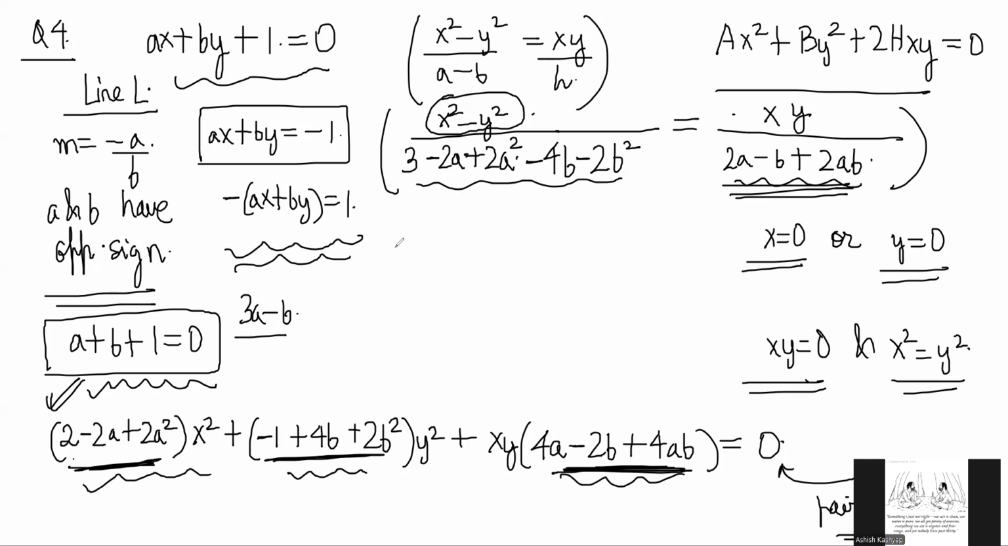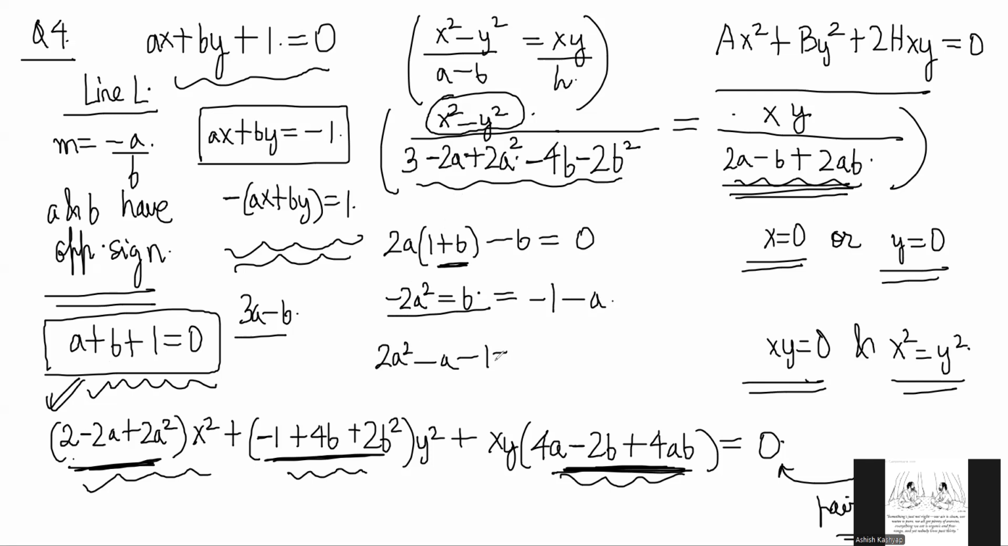You can write from here, you can say 2a common 1 plus b minus b is 0, right? And 1 plus b is equal to minus a, right? So you're getting minus 2a square is equal to b. And b is equal to what? Minus 1 minus a. So we are getting one equation, 2a square minus a minus 1 is 0, right? Basically, and solve it, 2a square minus 2a plus a. So 2a common, a minus 1 minus 1. So a can be 1 or half, right?